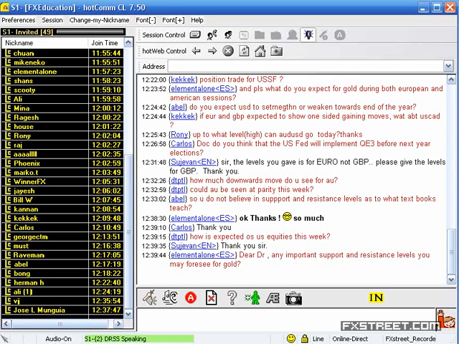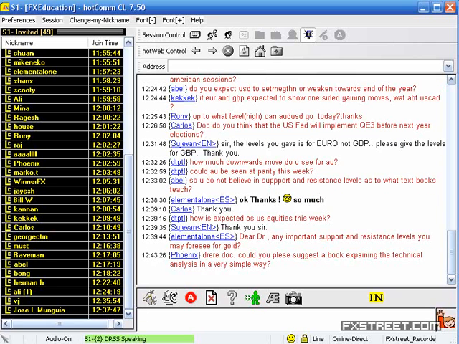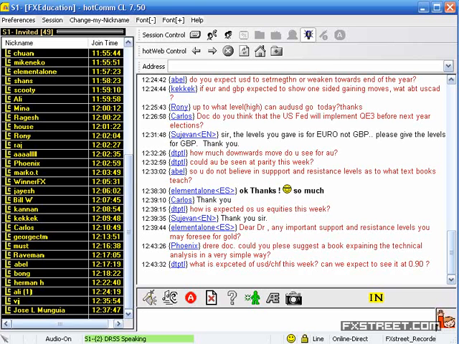Then DDPT, how are US equities expected? Equity markets are expected to gain levels in this particular month. Any important support and resistance levels you may foresee for gold? Gold could come to about 1,775-80 level and probably closer to 1,800 if needed in an upward move. And afterwards this month it is expected to come down.